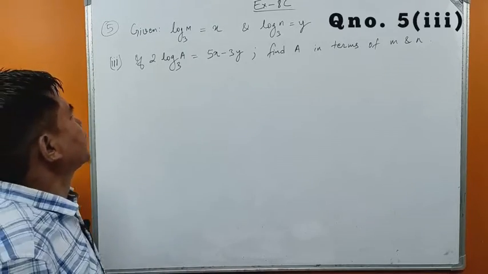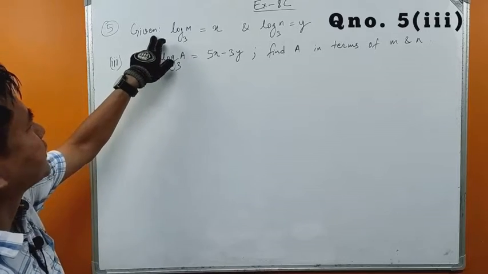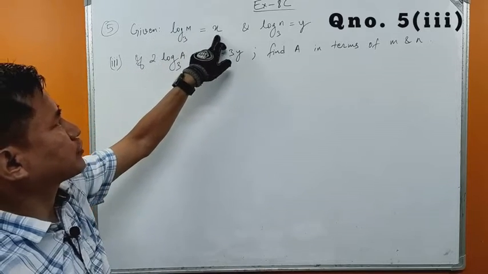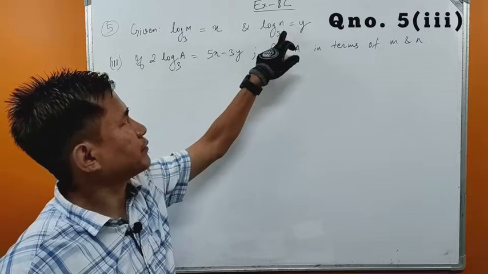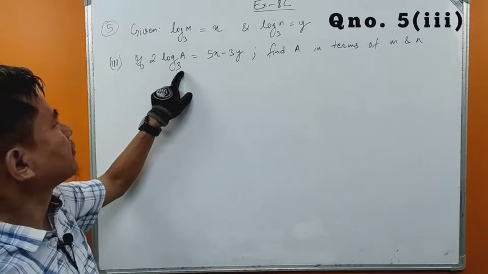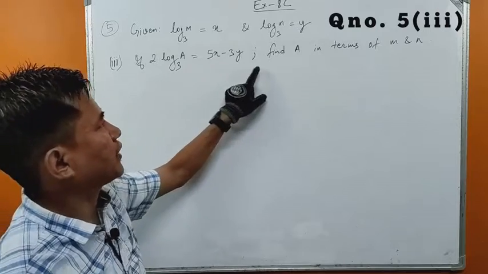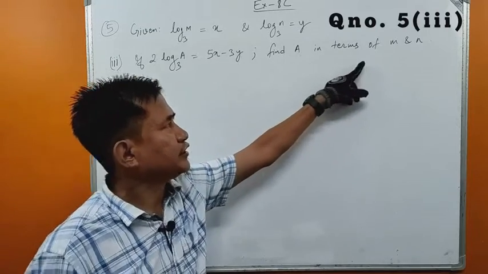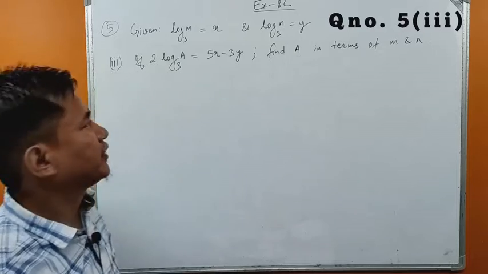Let us do question number 3 of 5. Given conditions are log m to the base 3 equals x, okay, and log n to the base 3 equals y, and the third condition is 2 log a to the base 3 equals 5x minus 3y. So we are asked to find a in terms of m and n, okay? So let's do this.